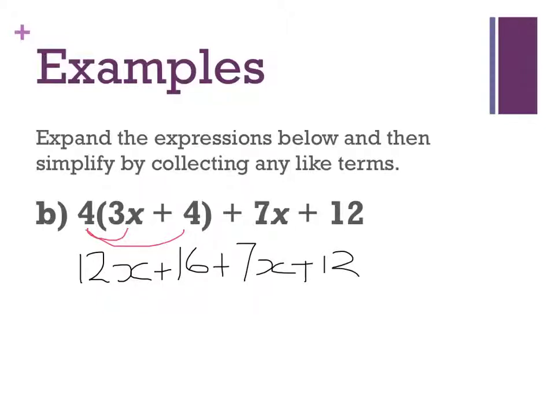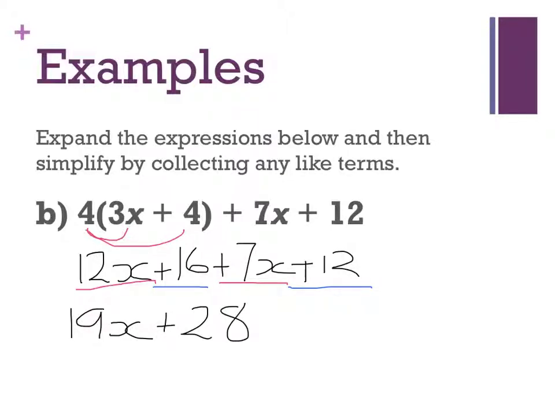Okay, now I've got two different types of like terms. I've got this 12x here, and I'm actually adding 7x. Then I've got positive 16, and I'm adding 12. I have two different types of like terms. So let's deal with the x's first. 12x plus 7x is very straightforward, guys. That can be simplified to 19x. Then I have positive 16 plus 12. If I add 16 and 12, I come to an answer of 28. So I can actually simplify this to being 19x plus 28.